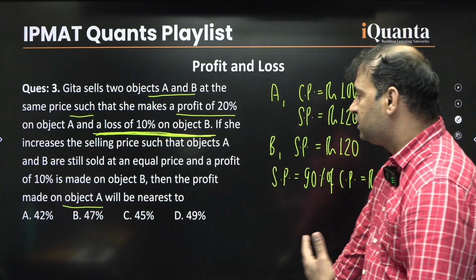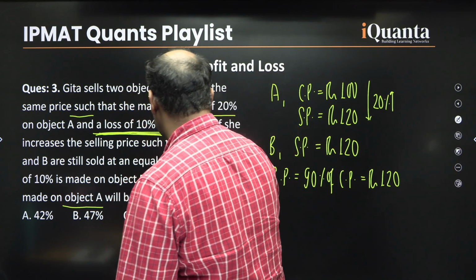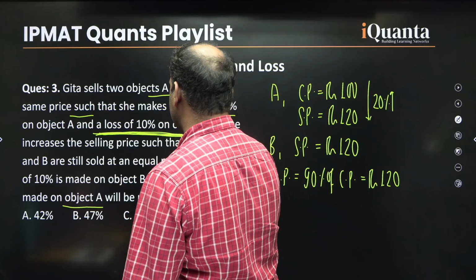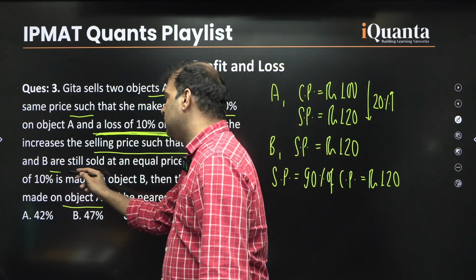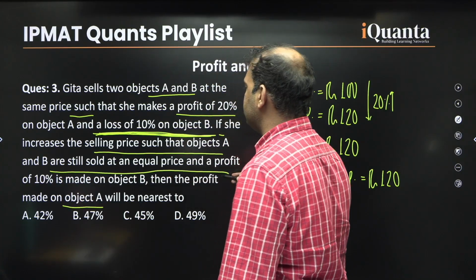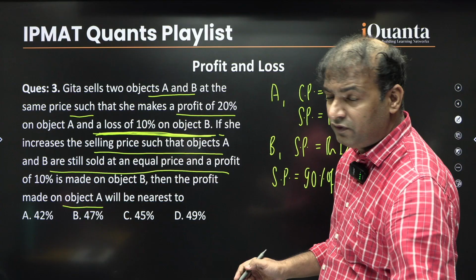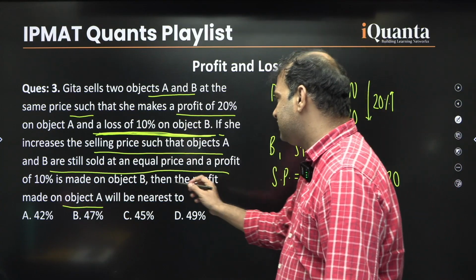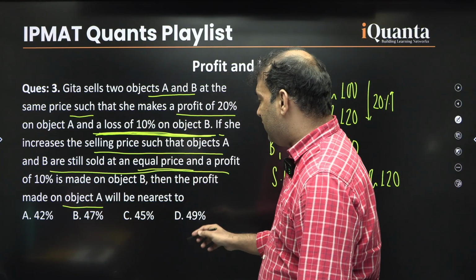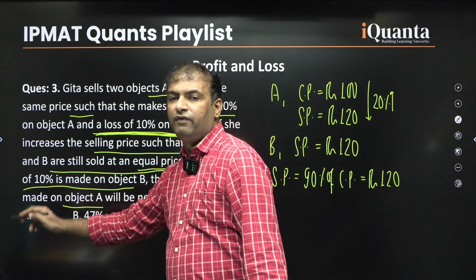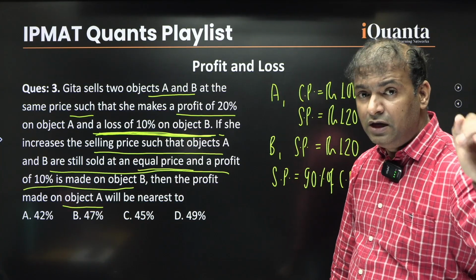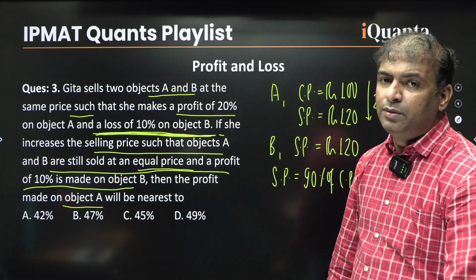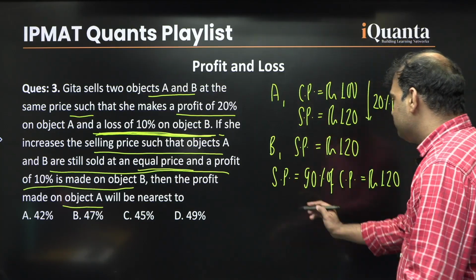Or we can just take this data and move ahead. The next data is what, guys? The next data they are saying is that she now increases the selling price such that the objects A and B are still sold at the equal price. She increases the selling price of both the objects such that the selling price is still the same, but the object B is now making a profit. Earlier, guys, the object B was making a loss of 10%, but now the object B is making a profit of 10%.